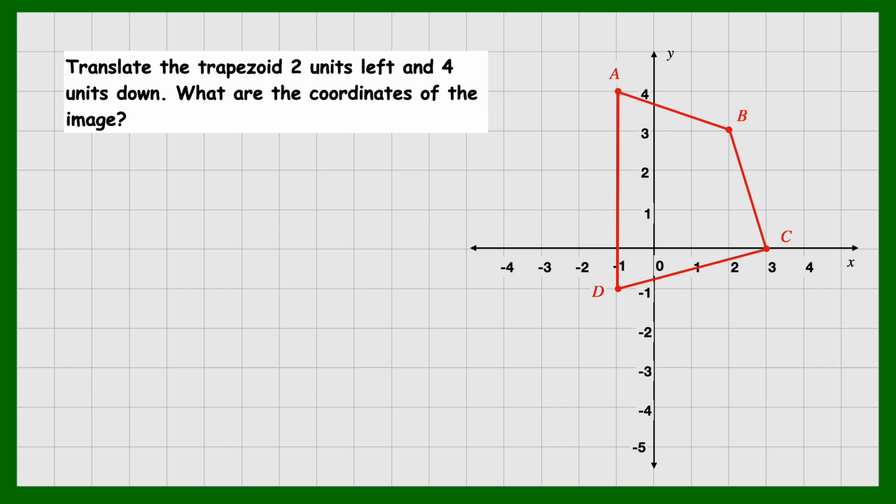Now it's your turn. Translate the red trapezoid 2 units left and 4 units down. What are the coordinates of the image? Choose one of the 2 methods I just showed you. Go ahead and pause now. Great, let's see how you did.